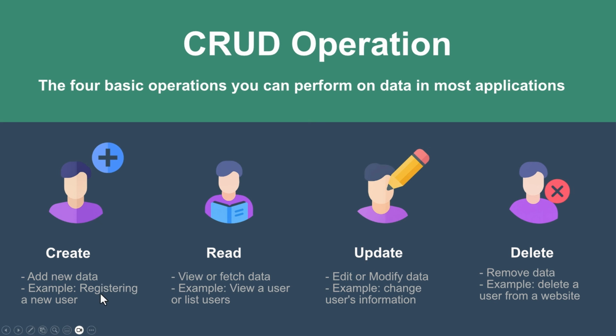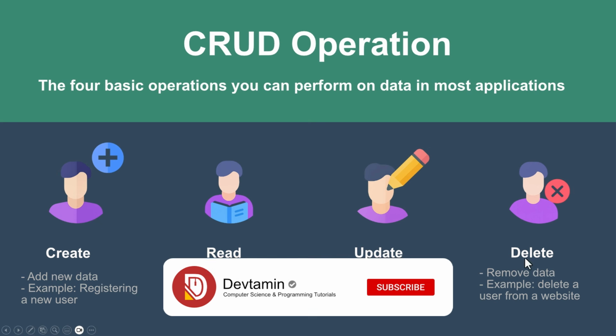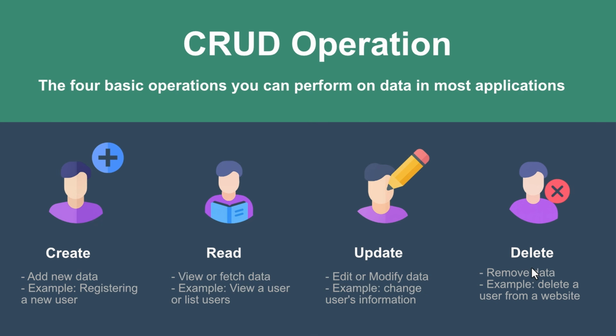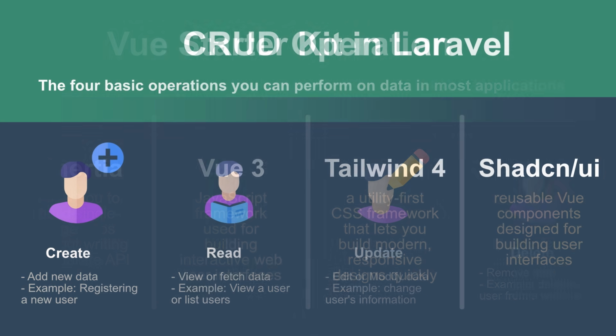For example, you can register a new user. This is how you create data. You can view a user or list users from the database, and you can update or change user information when you want to update information. And you can remove data or delete a user from a website. This is the example of CRUD operation in most of applications.